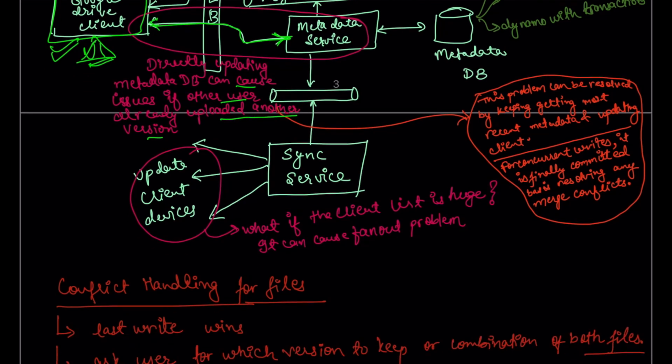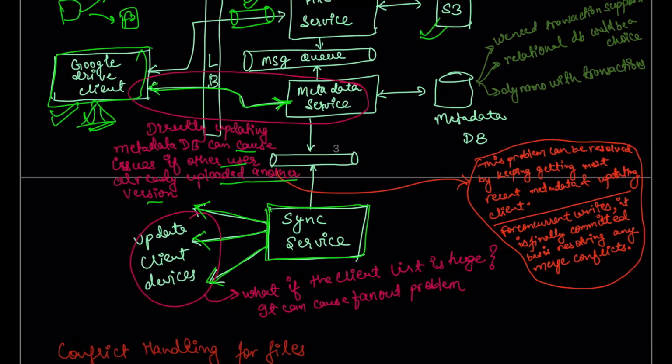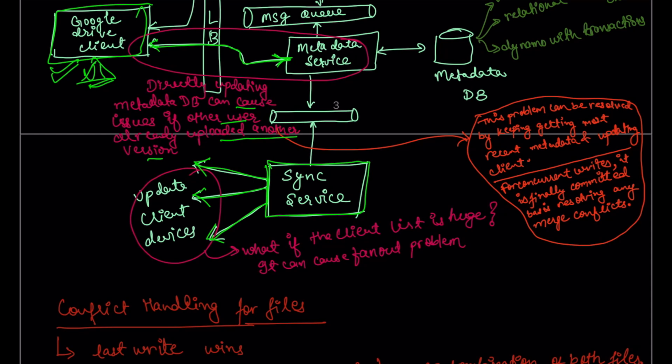So one way could be that the sync service has the responsibility of doing this, right? The sync service pushes the updates about specific files. So if we get the information about this file being updated by another client, that file should be downloaded before any changes are made, and then the metadata should be updated. Okay, so this is how you can resolve this ambiguity in this design.